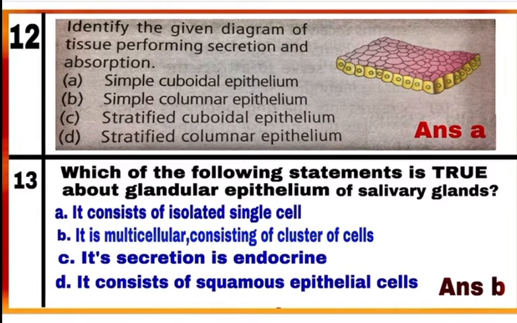Question 13. Which of the following statements is true about glandular epithelium of salivary glands? Option B. It is multicellular, consisting of cluster of cells. And also note important point, its secretion is exocrine as its product is released through the duct.